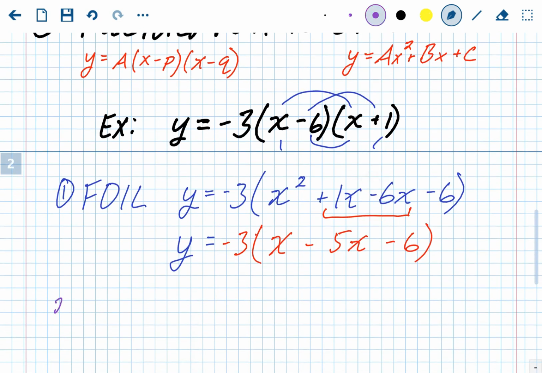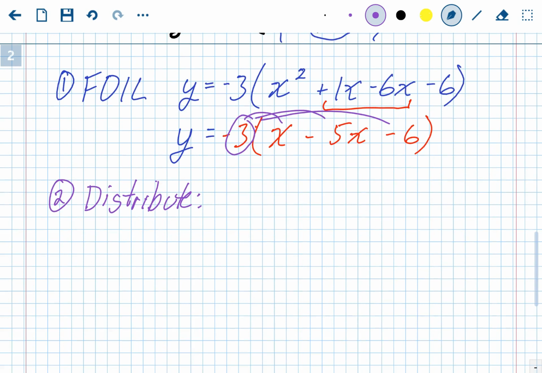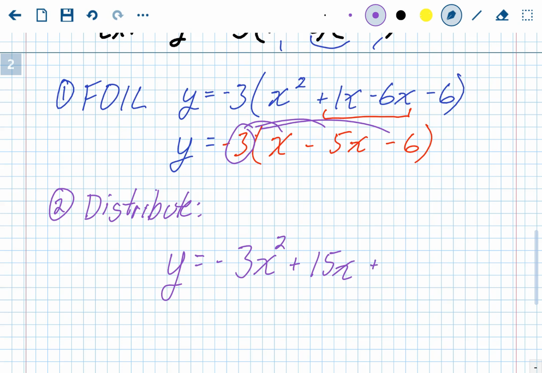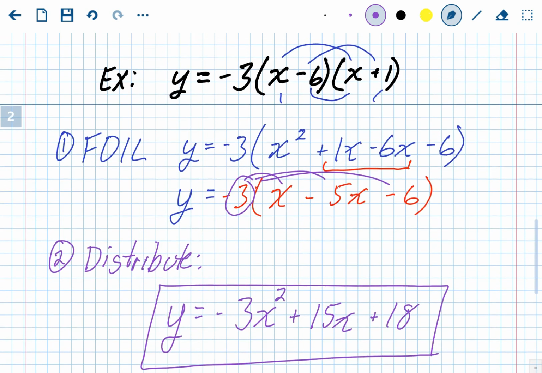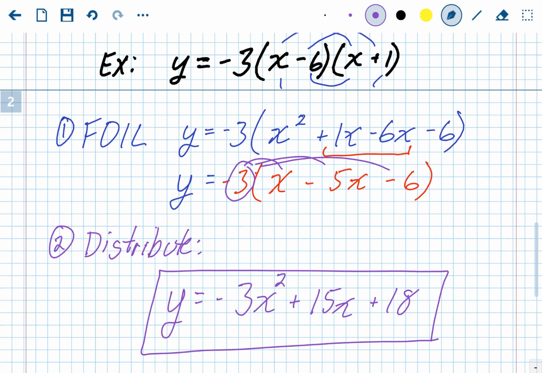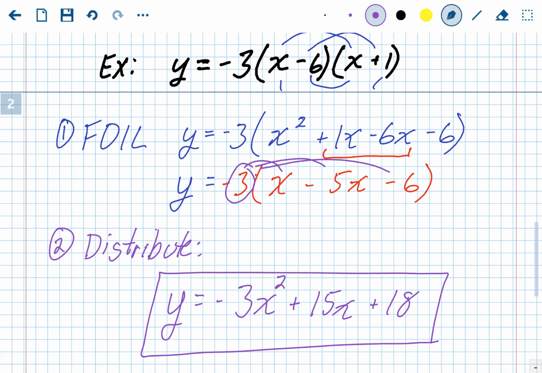Then our final step, which is easier than vertex to standard, is to just distribute the negative 3 into everything. So our final standard form is going to be y equals negative 3x squared. Negative 3 times negative 5x is positive 15x. And then negative 3 times negative 6 is positive 18. Once again, your a values match from the original problem to your ending problem. We knew the x-intercepts from factored form. We now know the y-intercept is going to be the c value, 18. And you can find the axis of symmetry from either form using the formulas from factored form or the formulas from standard form.